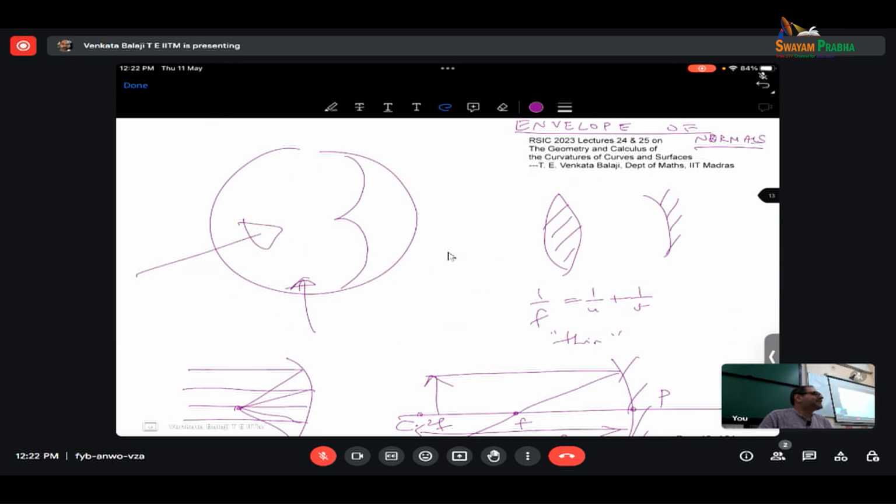And what you really get is this. If you take parallel rays and you hit them on a spherical mirror, you will get this curve. What is the importance of that curve? So I will tell you what it is. It is also an envelope.